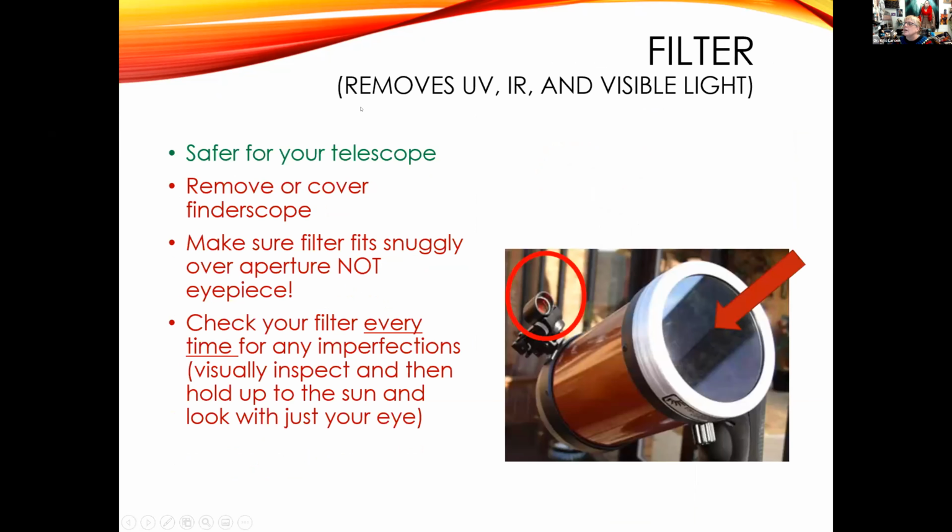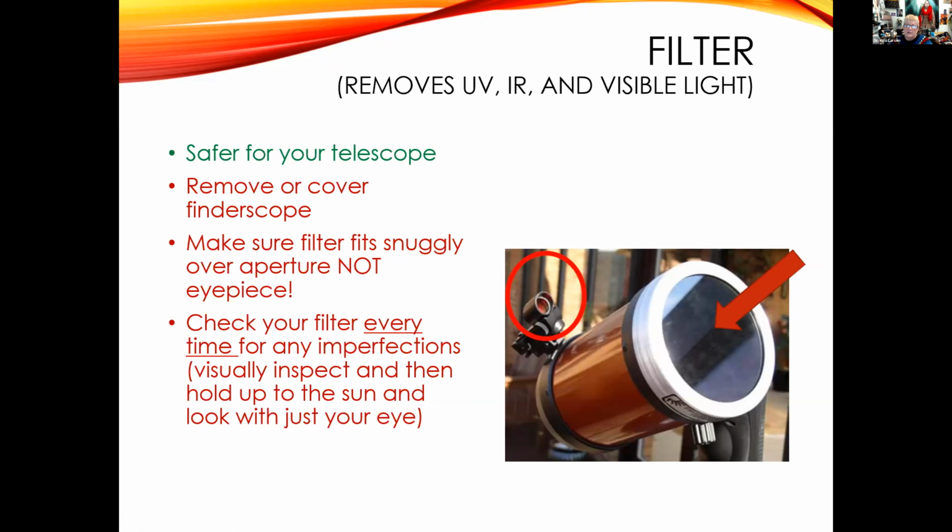A filter removes ultraviolet, infrared, and visible light. It is safer for your telescope because you're preventing the light from entering the telescope to begin with. Again, you want to remove or cover the finder scope. So this is bad. You want to make sure that the filter fits snugly over the aperture. It has to be on the front of the telescope to prevent the light from entering in the first place.